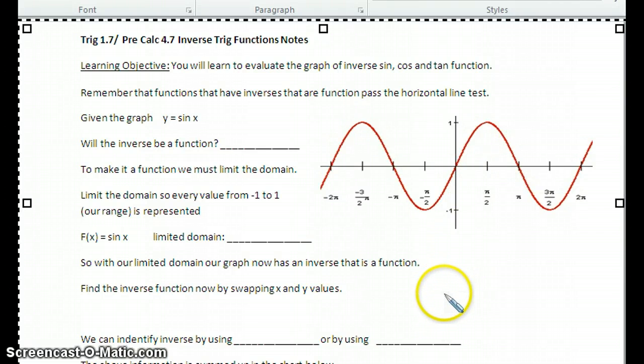This video is Trig Notes 1.7 or Pre-Calc Notes 4.7, and the topic today is talking about the inverse of the trig function. Specifically, we're going to talk today about the inverse of the sine, cosine, and the tangent functions.